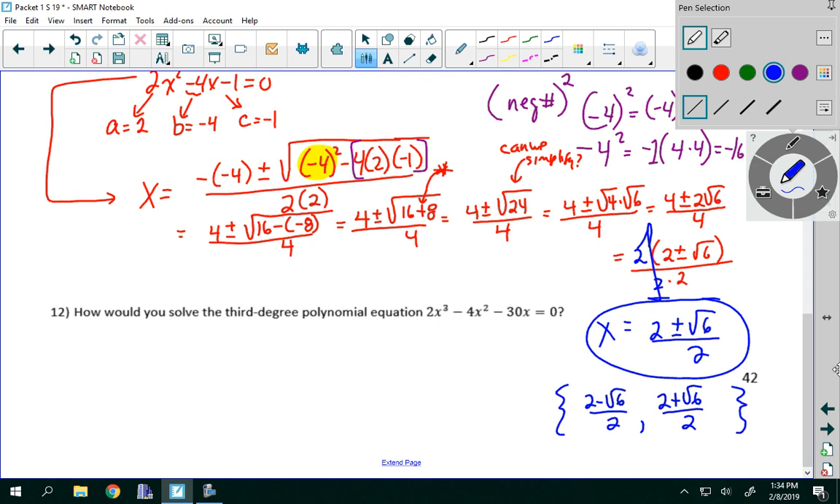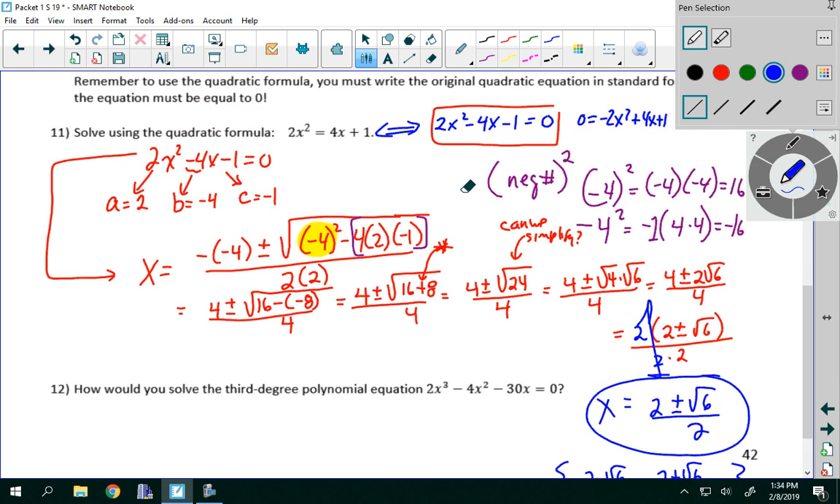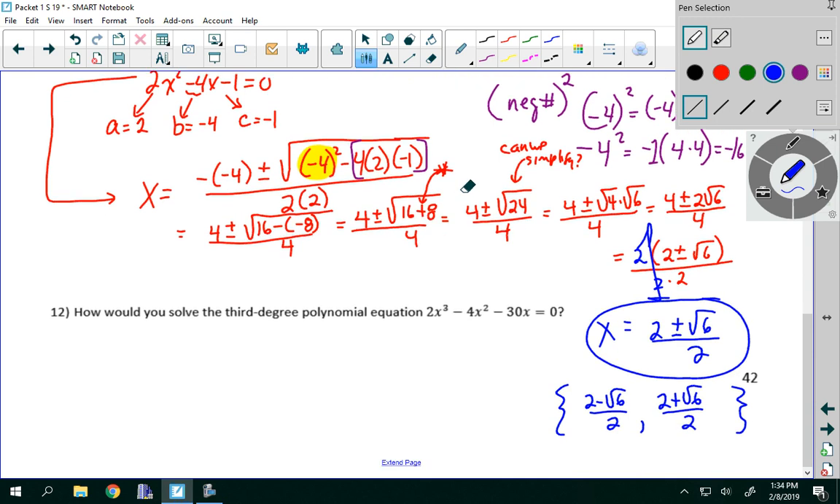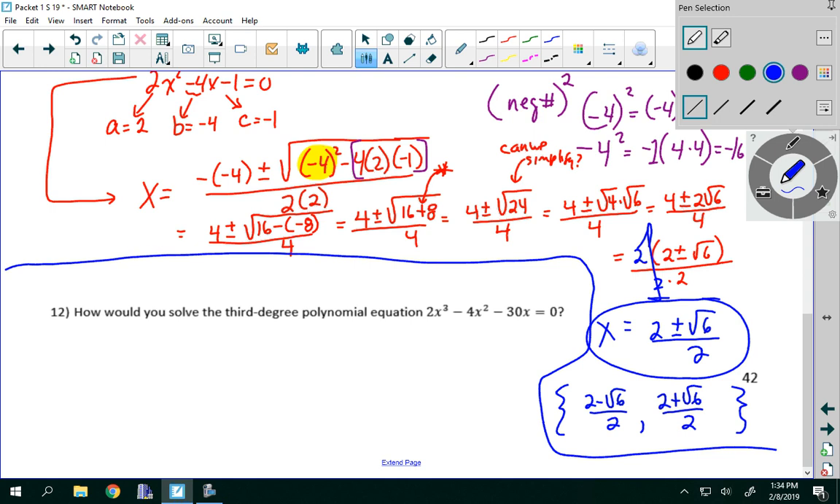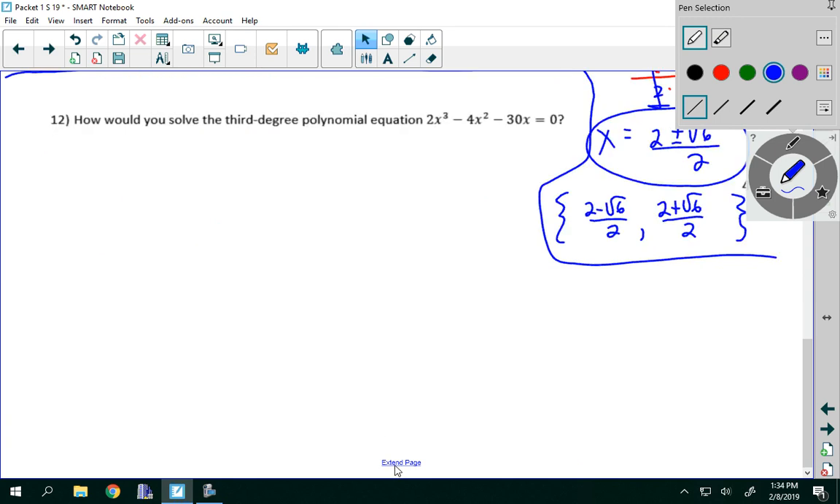So that's number 11. Number 12, now we're in a totally different realm. We're going to borrow some of the strategies that we use with solving quadratic equations when we factor quadratic equations to help us with this next problem. So the next problem is what we call a polynomial problem.